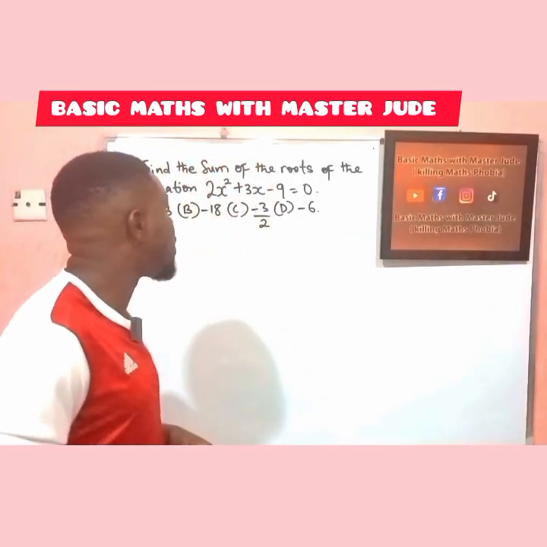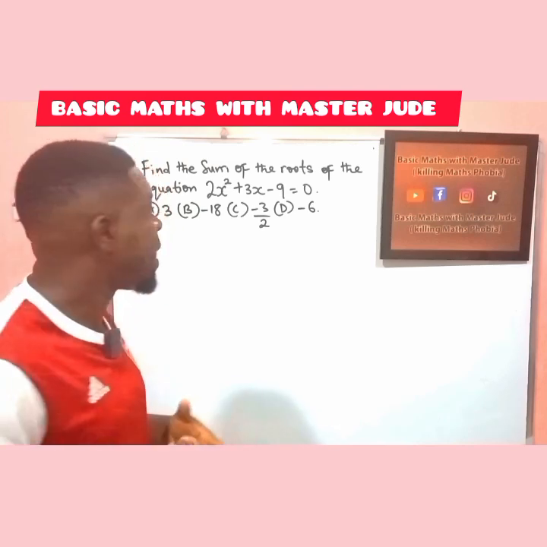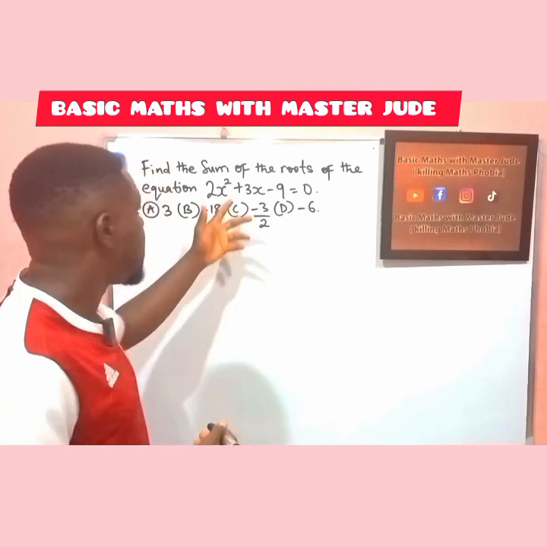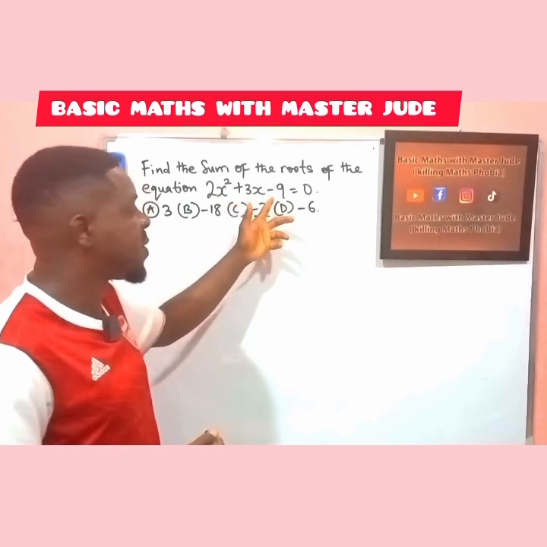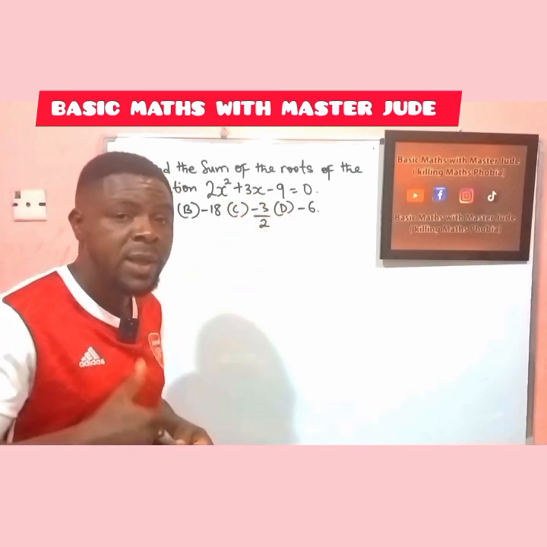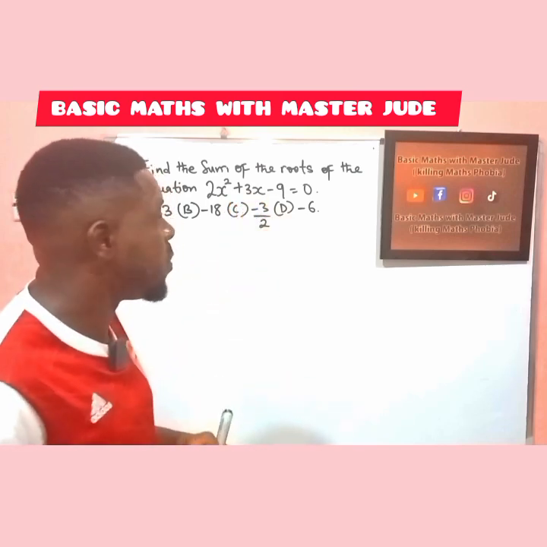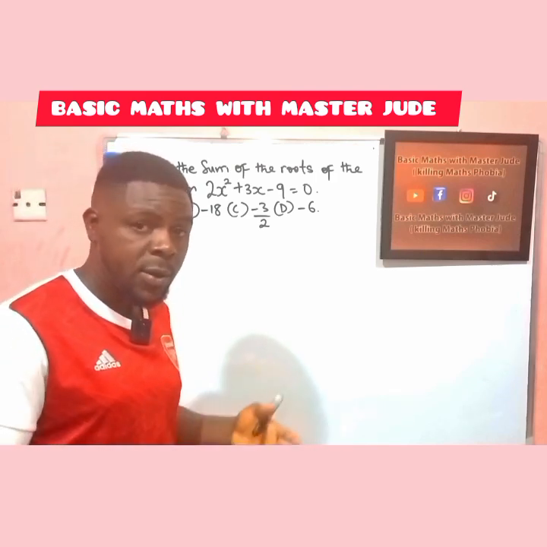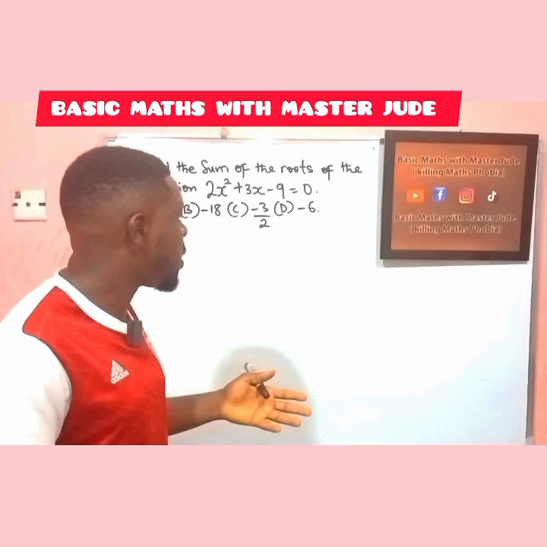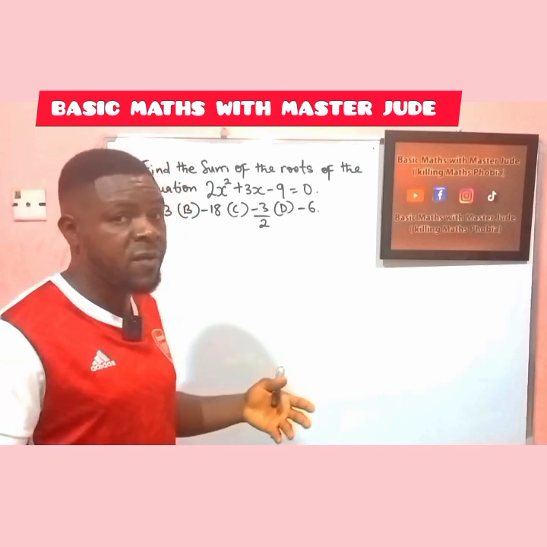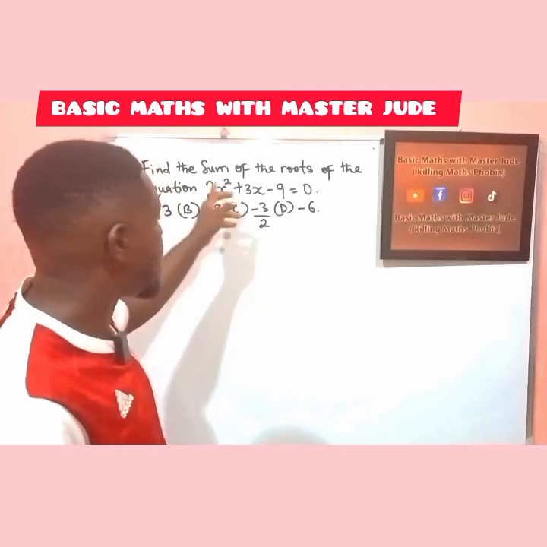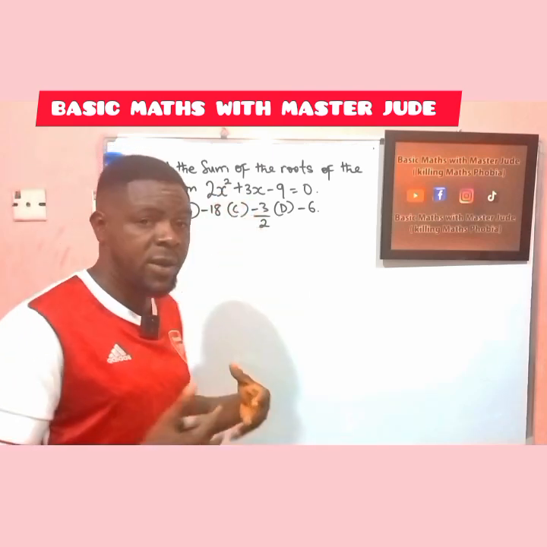Let's solve this question on the board. This question says, find the sum of the roots of the equation 2x squared plus 3x minus 9 is equal to 0. Now, finding the roots of an equation means either using the factorization method, the completing the square method, the formula method, or the graphical method to find the roots. Then, after finding the roots, you take their sum to get your answer.